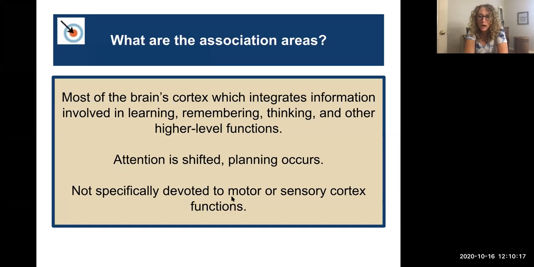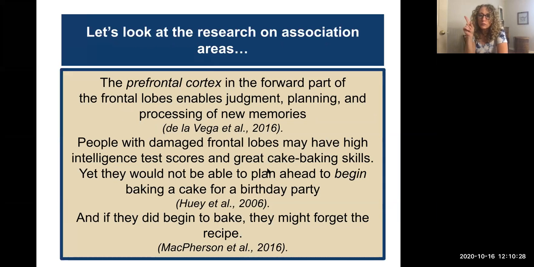But remember, it's not going to be the motor or sensory cortex area. So there's a cortex, and then there's an association area. There is a difference. The prefrontal cortex, remember, that was what I was just talking about. In the forward part of the frontal lobe, it enables judgment, planning, processing of new memories. People with damaged frontal lobes may have high intelligence scores and great cake baking skills, but would not be able to plan ahead to begin baking a cake. So they're having that planning and judgment problem.